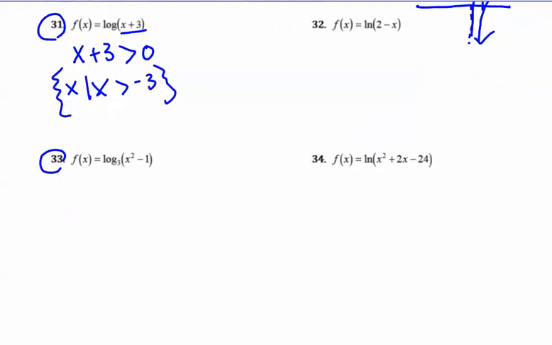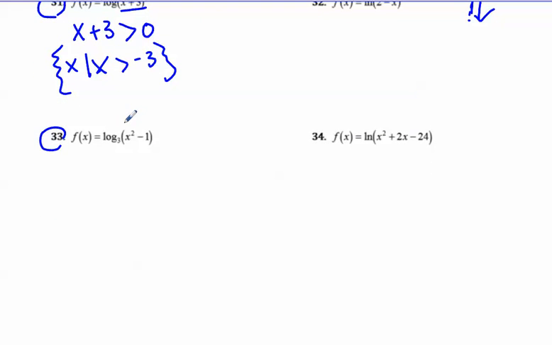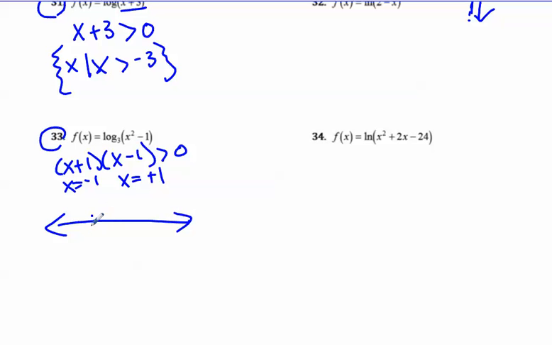33 is a logarithm of a quadratic, and so you're going to need to make a number line and test points. So x squared minus 1 is x plus 1, x minus 1, and that has to be greater than 0. So my key points are -1 and +1. Alright, less than -1, between -1 and 1, and greater than +1.